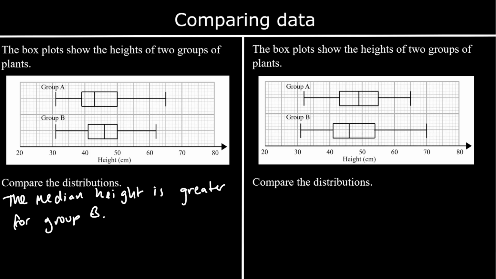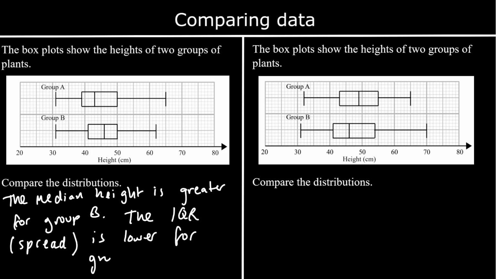So we've compared the average. Now we compare the spread with the interquartile range. The interquartile range, which is the spread, is lower for group B. One question for you to try. Give it a go.